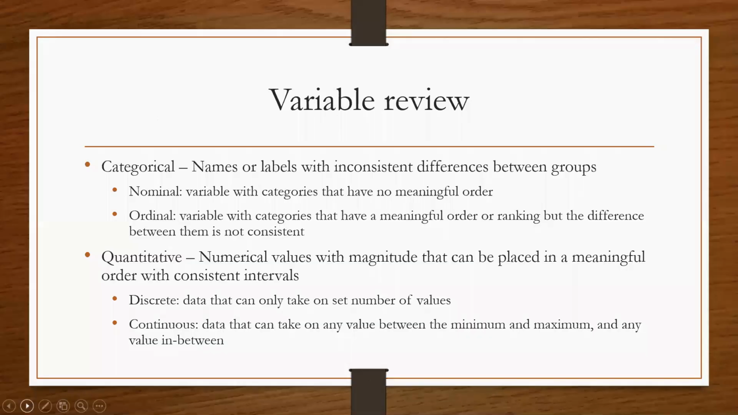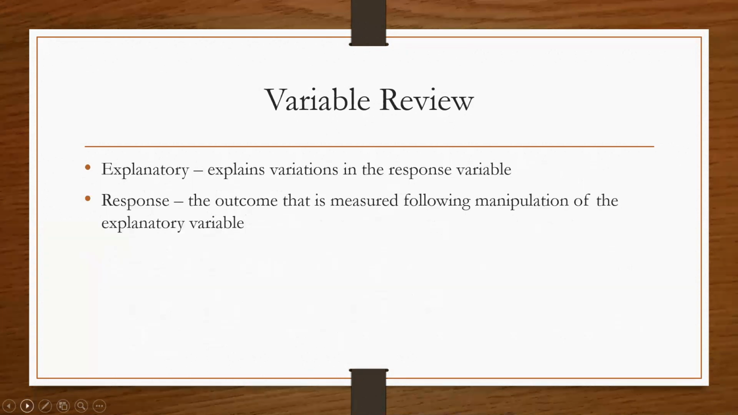So starting off, got to go over the variables. I'm just going to make it brief: categorical, names and labels; quantitative, numbers. Just remember what they are. You guys have had this drilled into you for the past two lessons. I'm not going to really drill it into you now, but you just have to know what they are. And you got to remember explanatory versus response.